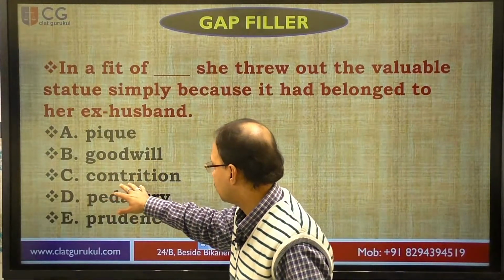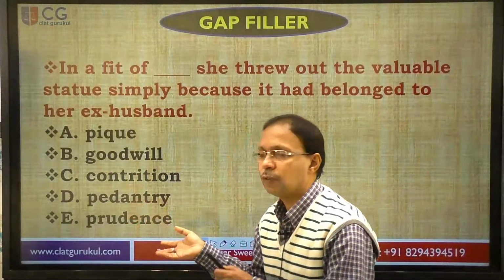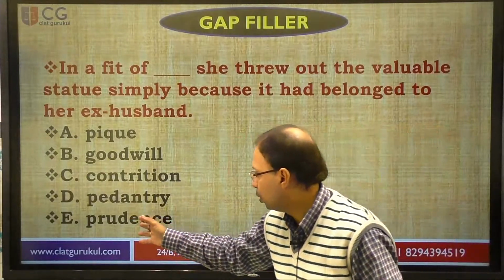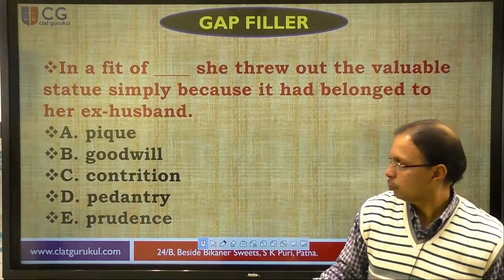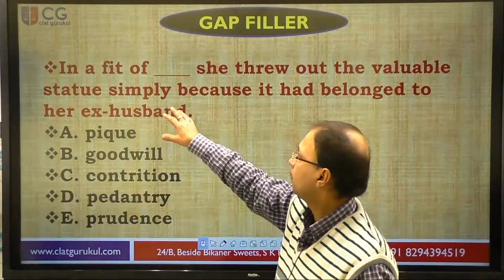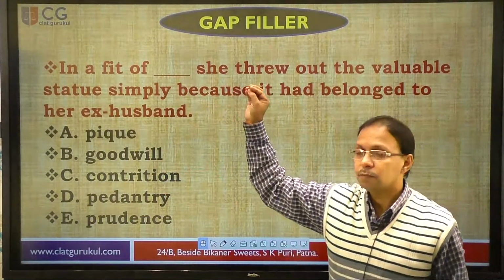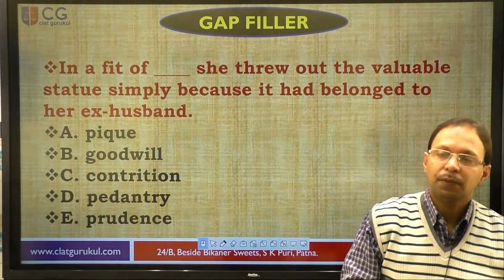Goodwill, you know that. Contrition, that is paschatap, repentance, right? Pedantry, once again having rigidity, and prudence, wise or discretion. So the rest of the words are meaning unknown to you, but the thing is that you have to select the word that is pique, and that is to be put in this particular blank.